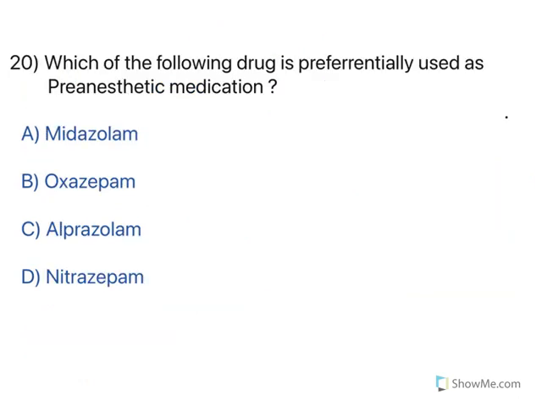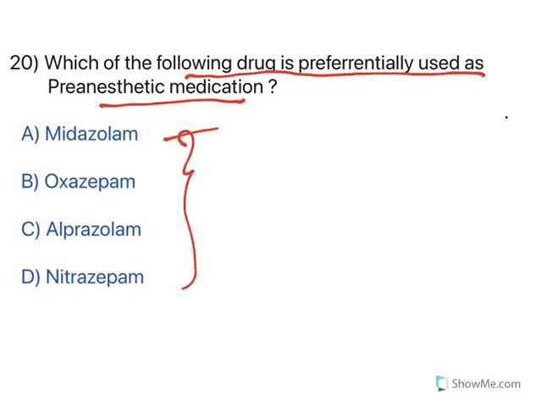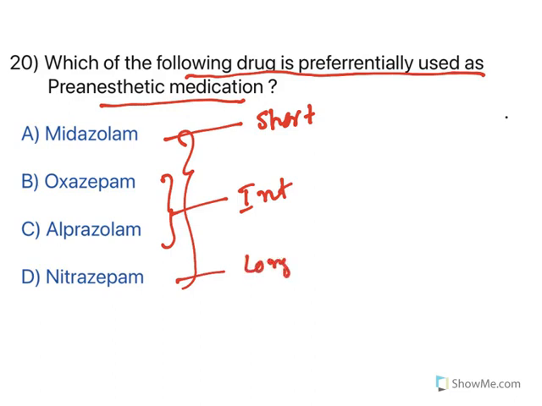Now the next one. Which of the following drugs is preferentially used as pre-anesthetic medication? Now you need to understand this. All of them are benzodiazepines. Out of them, the short duration acting one is midazolam, and oxazepam, alprazolam are intermediate acting, whereas nitrazepam is the long acting one. Now pre-anesthetic medication should have a short duration of action. That is the reason why midazolam is most widely preferred as a pre-anesthetic agent. So option A is the correct one. So these are all the 20 previous GPAT questions.